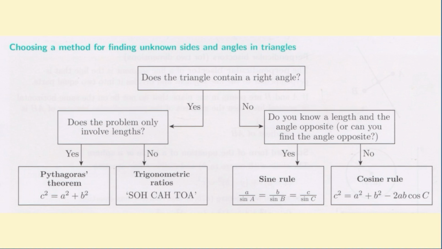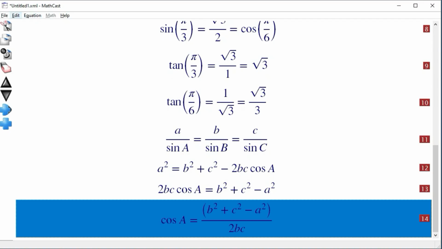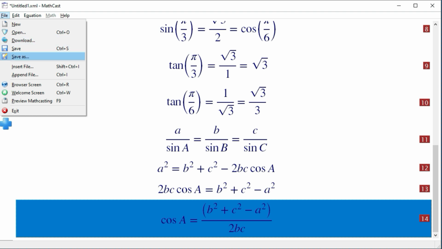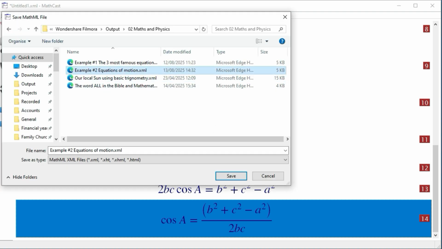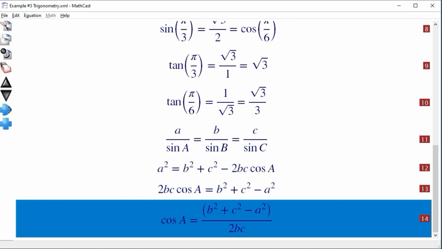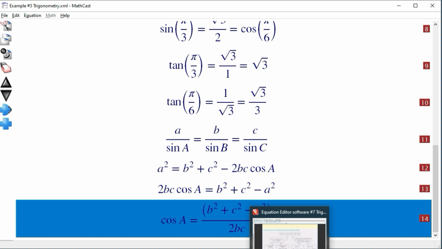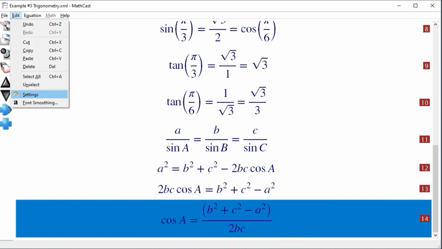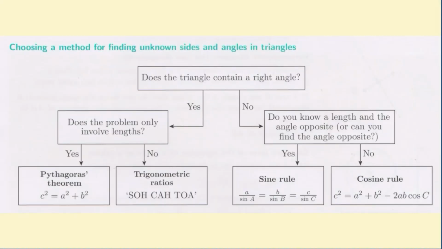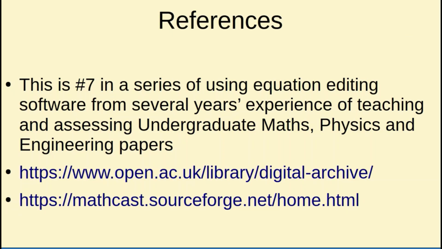And now we finish here, we need to make sure that we actually save our work, our file here. So I'm going to file, save as, and I can just go example number 2, number 3, trigonometry. Here we're done, save that one. And then I just file exit.